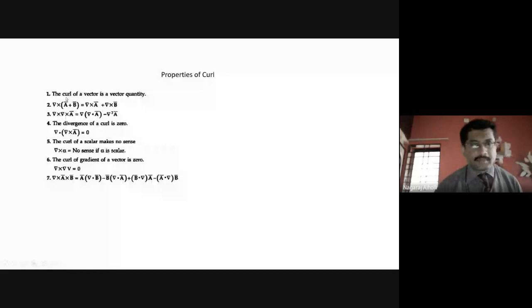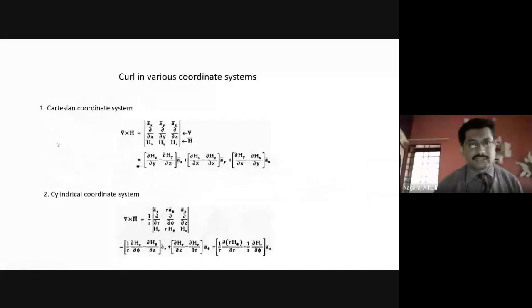You will have to remember these 7 properties of the curl. They may ask in the examination for either 3 or 4 marks. Are you following here, students? So we have covered what the curl is in various coordinate systems: Cartesian, cylindrical, and spherical. The equations in determinant form are important. Then the properties of the curl. Next, we'll solve a few examples on the curl.